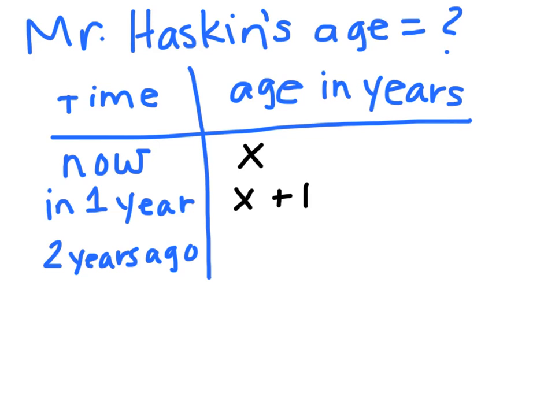Now let's write an expression for Mr. Haskin's age 2 years ago in terms of X. So his age now is X, and we would subtract 2. X minus 2 would equal his age 2 years ago. X plus 1 and X minus 2 are both examples of algebraic expressions in terms of X. When I say in terms of X, that means we're writing it in terms of our variable, which in this case is X.